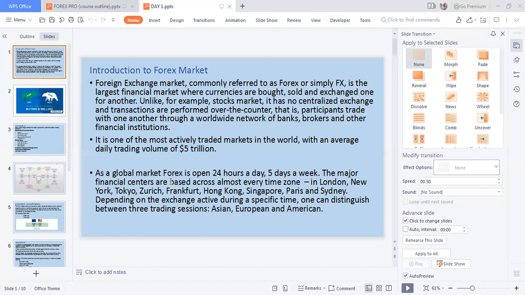Now, what sections are we looking at? What time zones are we looking at in this business? We're looking at London, New York, Tokyo, Zurich, Frankfurt, Hong Kong, Singapore, Paris, and Sydney, and so on and so forth. All these sections are exactly what we look at in Forex. We are looking at Asia, Europe, and also America. The sections that are traded mostly are the European sections. America, of course, is the USD.